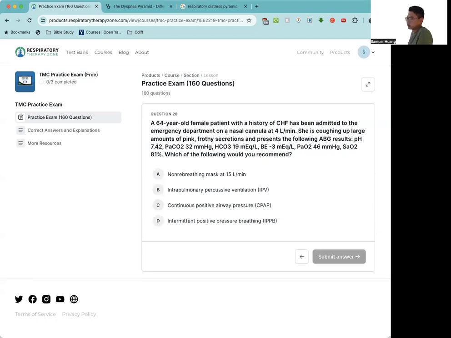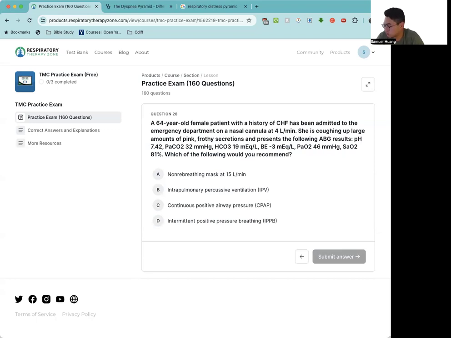64-year-old female, CHF, ED, 4 liters nasal cannula. Fine, CHF. Give Lasix. What more is there to say? Coughing up large amounts of pink frothy secretions. Pulmonary edema from CHF. Give Lasix.